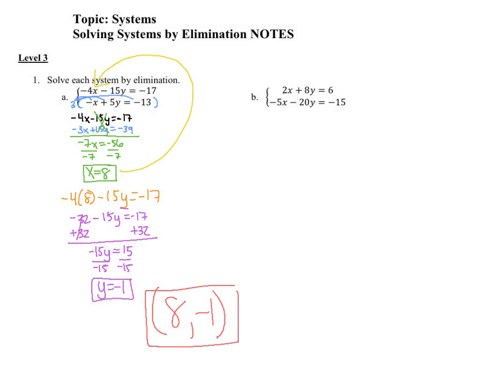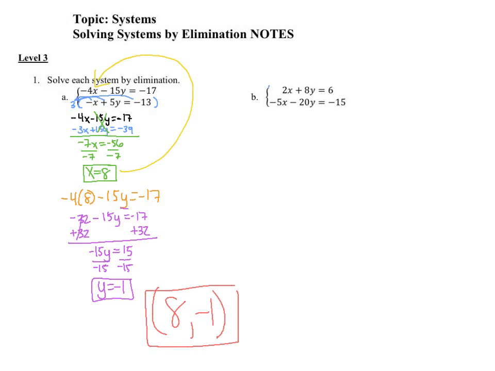Now, taking a look at the second question. Looking at the x's, I have 2 and 5. That doesn't really cancel that easily. And then I have 8 and 20. That also doesn't cancel that easily. Well, I'm going to work with 5 and 2 because those are the smallest numbers. So 5 and 2, they both go into 10.